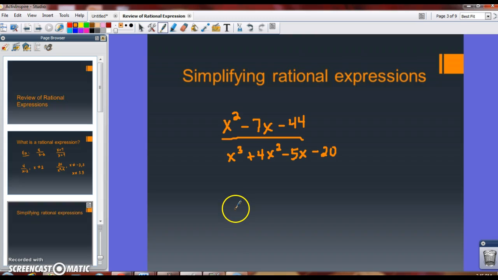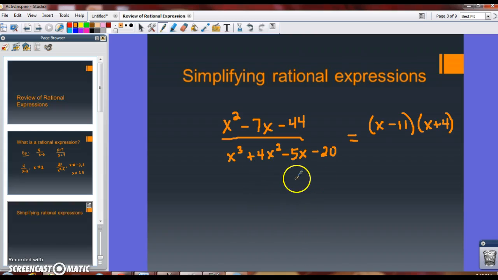What people always want to do is they want to start canceling here. Well, you can't cancel terms here because this x squared is part of this entire expression, or this 5x is part of this entire expression. So you cannot cancel part of a polynomial. You have to cancel only factors, which means you have to factor first. So if I factor that numerator, I end up with x minus 11 and x plus 4 as my two factors.